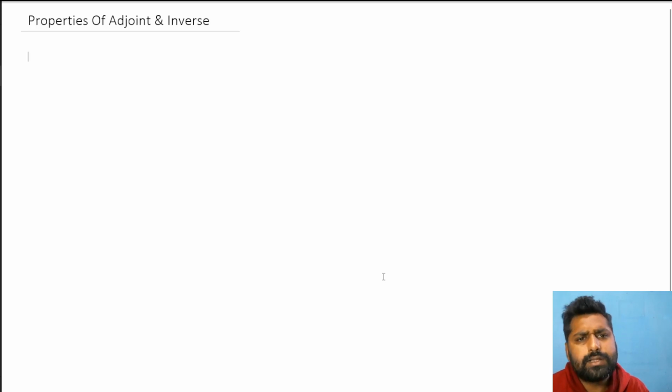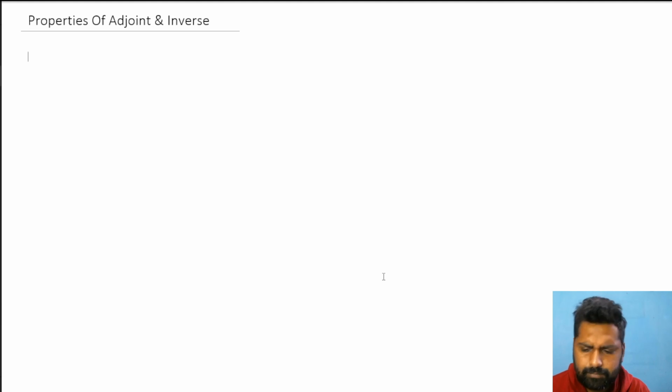In this lecture we'll discuss some important properties of adjoints and inverse. The questions that can be asked can be directly on these properties. Mostly you'll get four statements A, B, C, D, and they'll ask you to find which one is correct. So you should have the idea regarding the properties of adjoint as well as inverse.